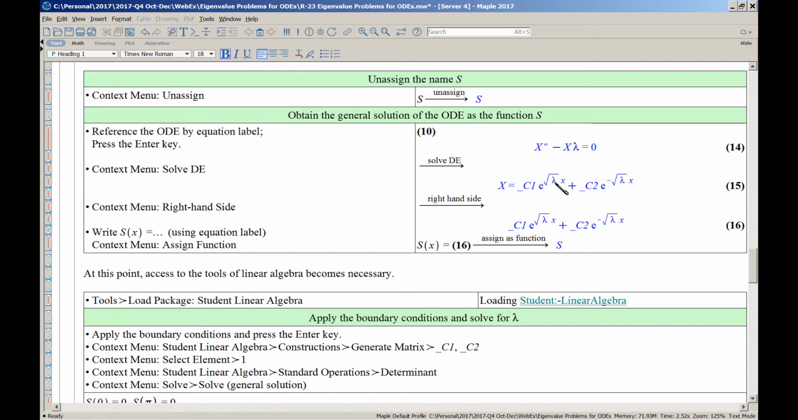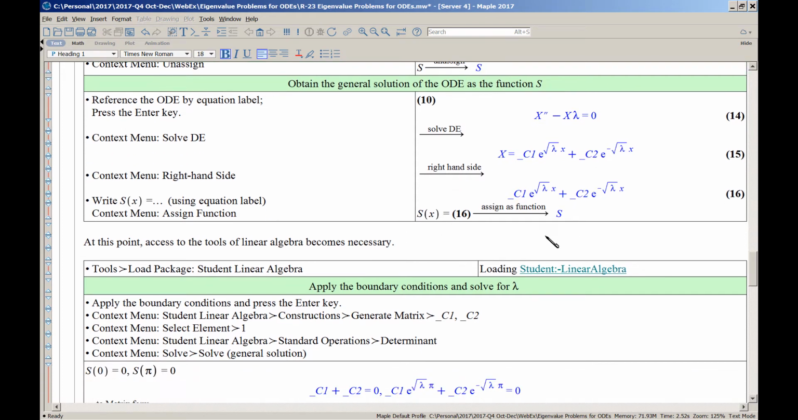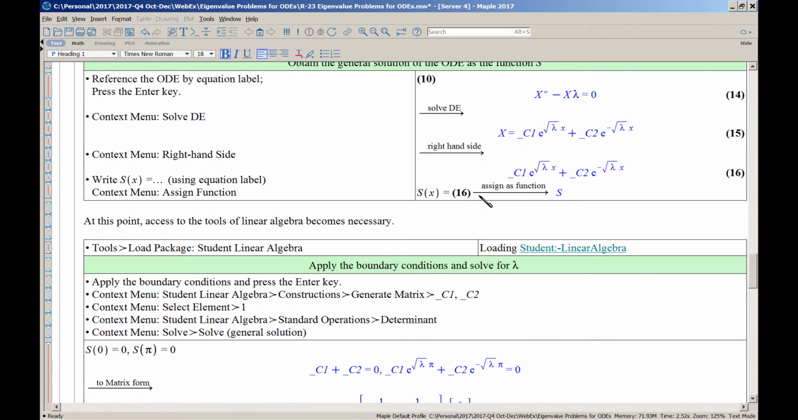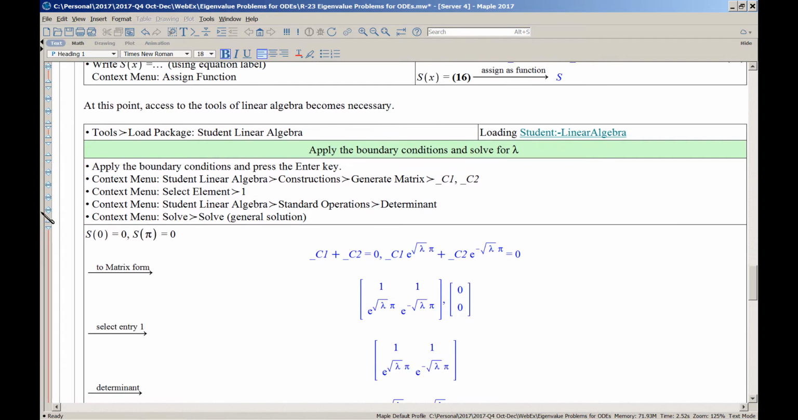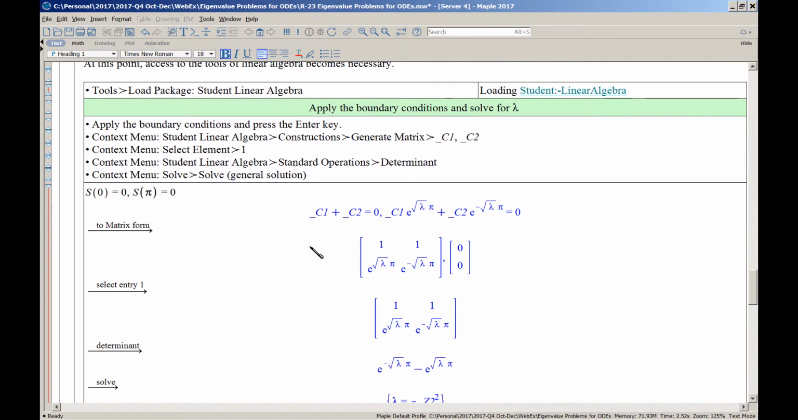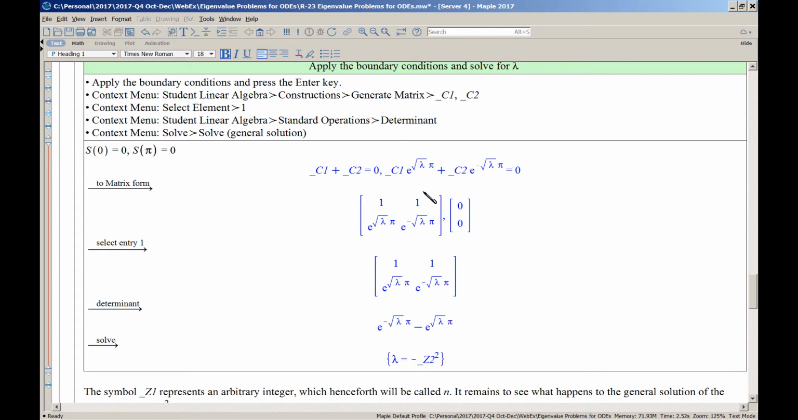So this is the general solution for the general value of lambda. This does not include lambda equals 0. I'm going to grab this right hand side and make that a function, again using the context menu, so that I can apply the two conditions, the boundary conditions here. S at 0 and S at pi are both 0. This gives me two equations. They're homogeneous.